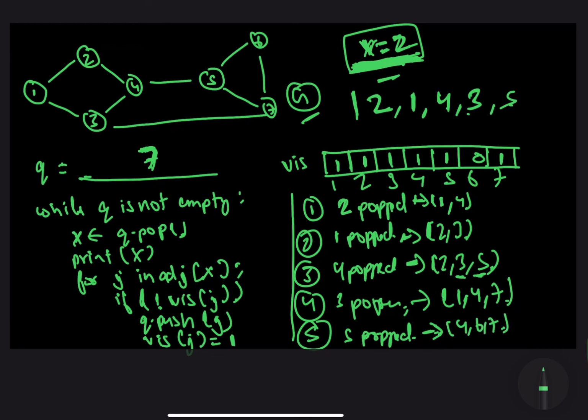Now if you notice, for node number 4, VIS of 4 is equal to 1, so we will skip over it. VIS of 6 is equal to 0, so 6 will be pushed into the queue, and VIS of 6 will be marked as 1. And VIS of 7 is equal to 1, so we will skip over it.